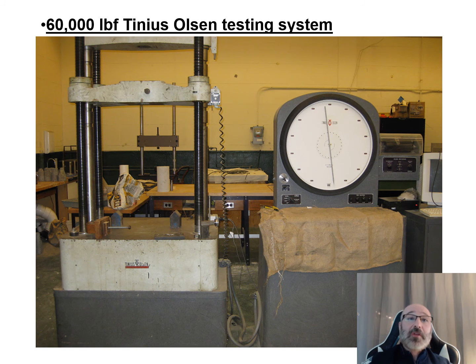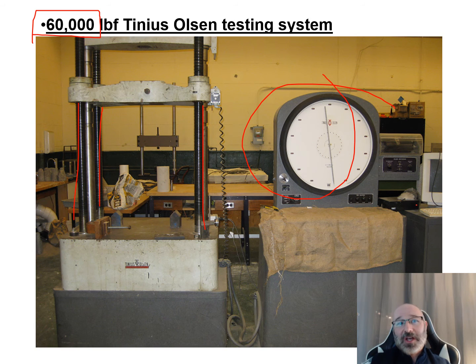So now we're talking about different types. We said lead screw versus hydraulic. This is a lead screw machine. You can see these 4 lead screws right there. Now this definitely goes to a lot higher load rate. This is up to 60,000 pounds in this Tenney-Solson system, but you can see this is ancient. We would actually use this one for some of our tension testing of dog bone specimens that we could put in between these two things.